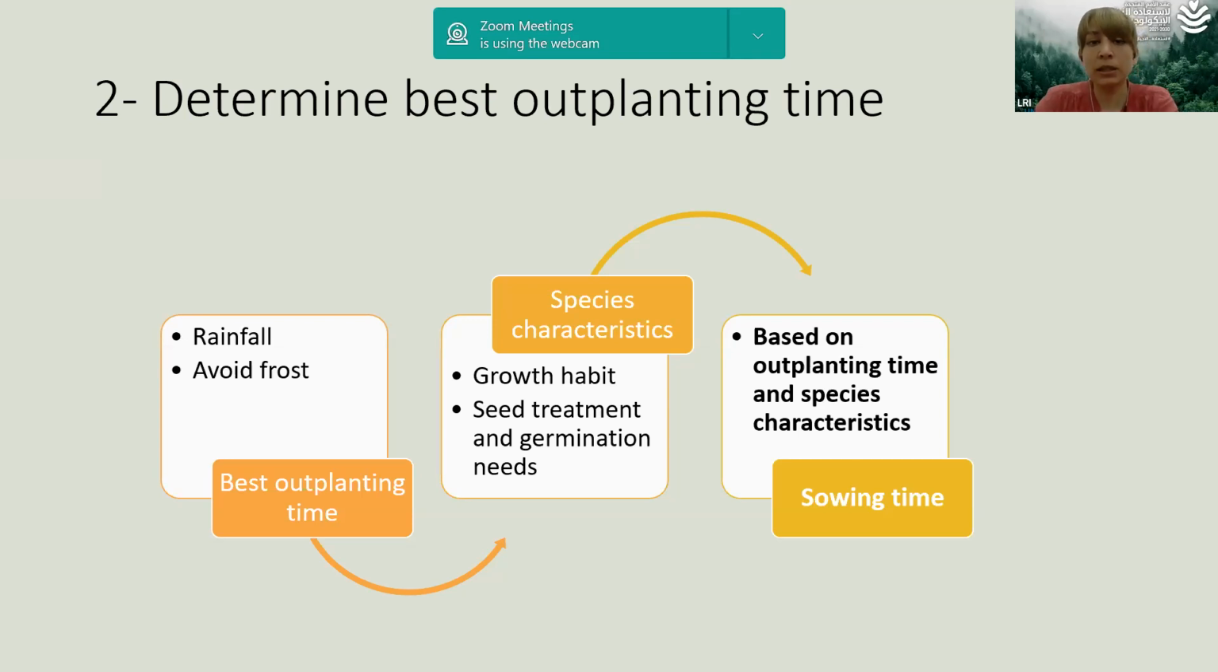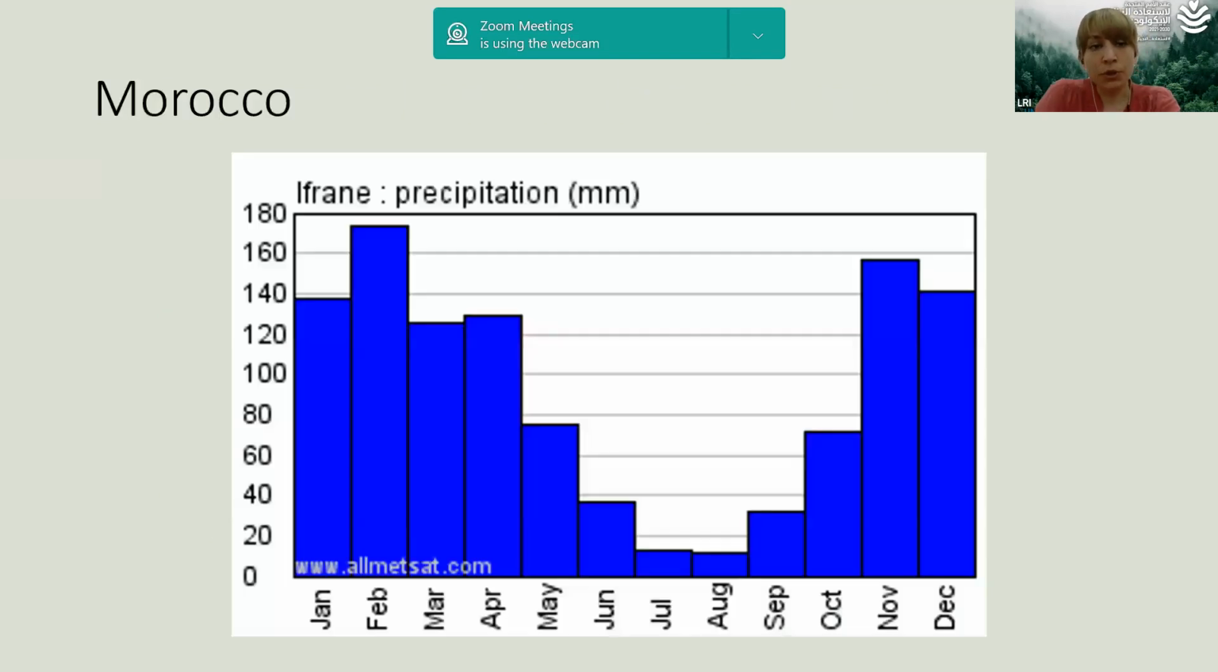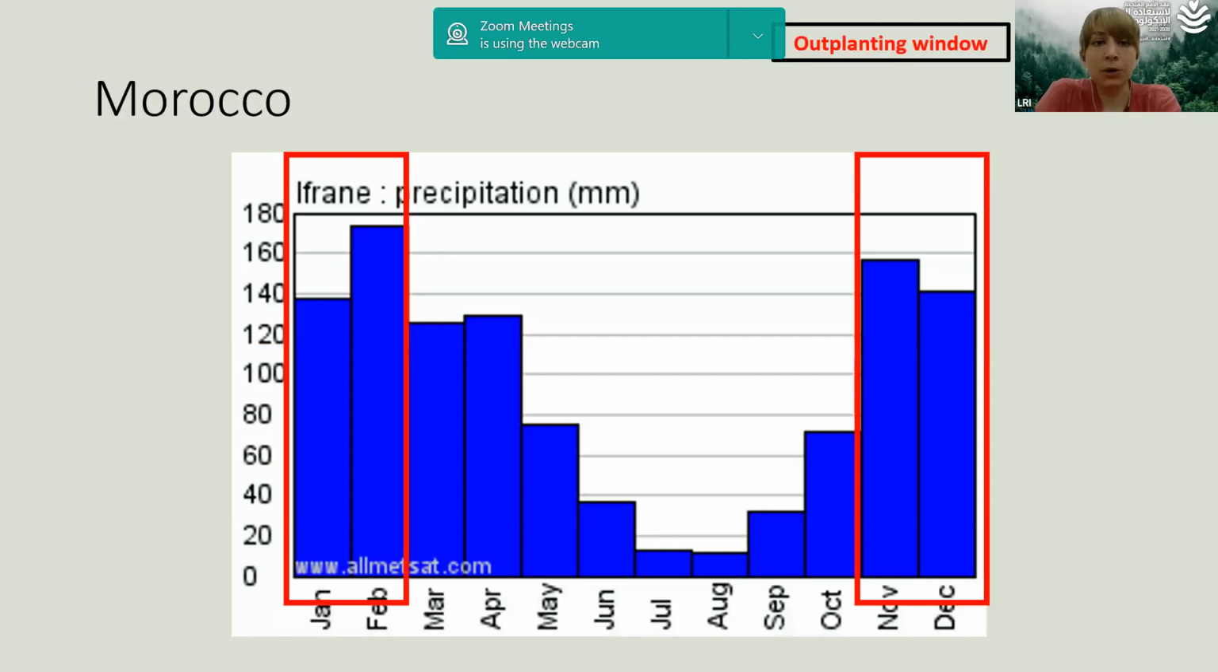Selecting the best sowing time will also allow us to decrease the cost of production for seedlings and also be able to manage restoration and reforestation projects more easily. For instance, in Morocco, the best outplanting time would start in November, where we have the highest precipitation levels.